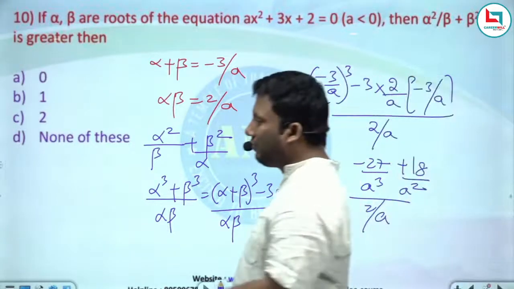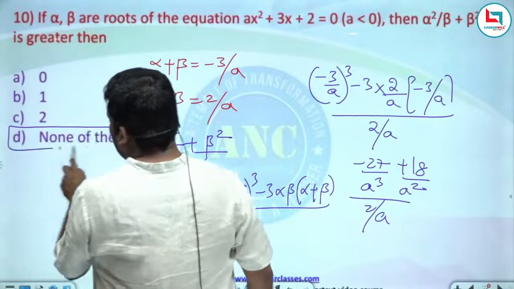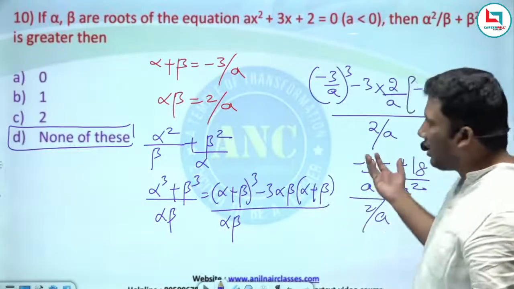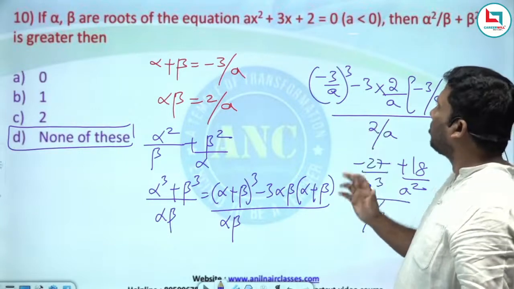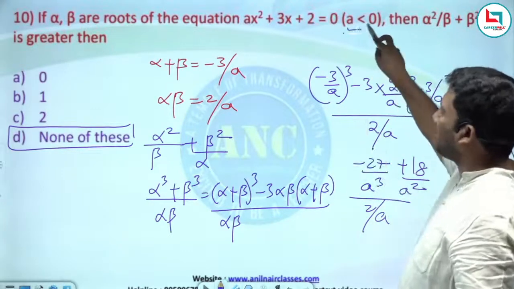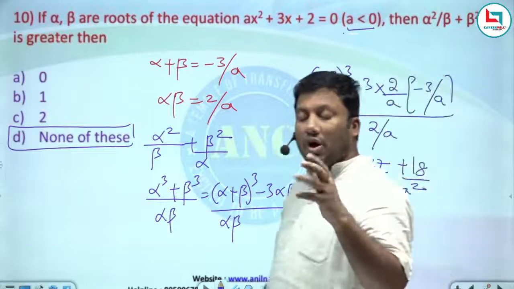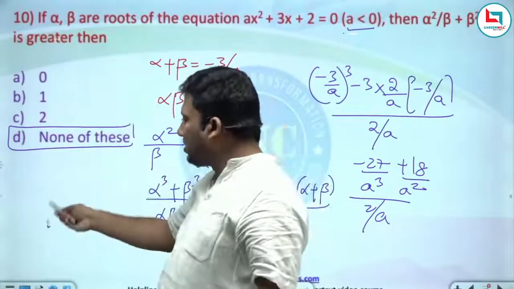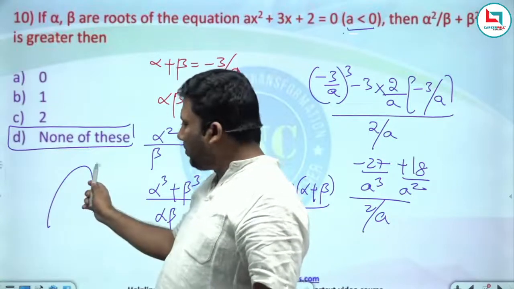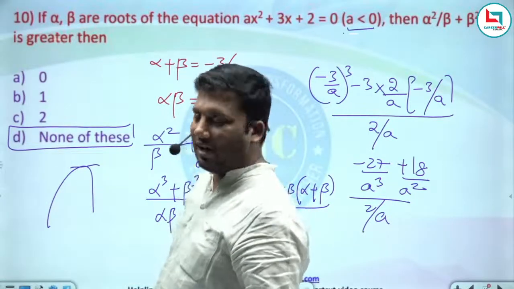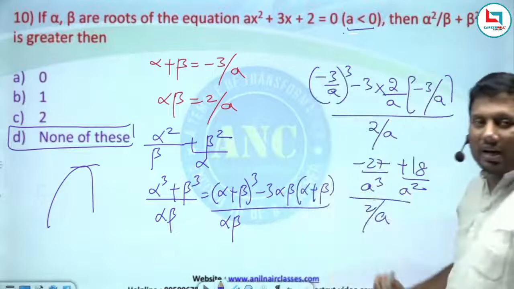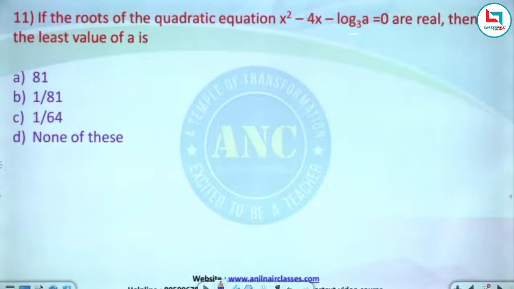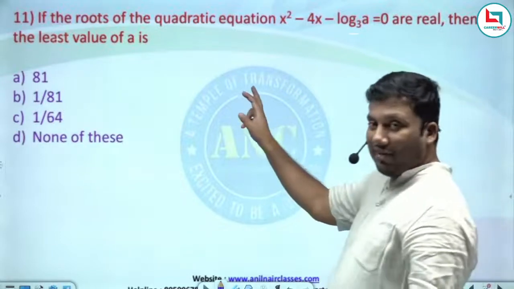Without knowing the value of a, how can you find out a greater than inequality? I hope the idea is clear. So alpha and beta are the roots of the equation, a is less than 0. What is the value of a? A less than 0 means it is simply saying that the graph is like that. That means we can determine the maximum value. But here a is not getting cancelled. So the answer is none of these. Very, very good question, sir.